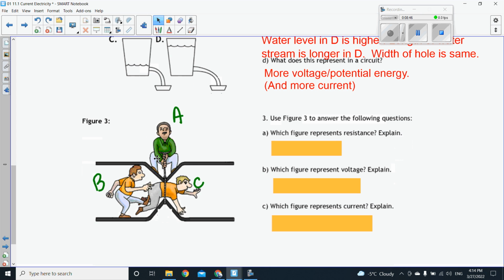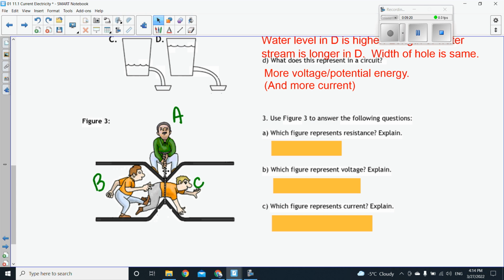One last analogy to understand voltage, current, and resistance: we've got this really strange diagram, so sorry in advance. There's a flexible tube right over here. Someone is crawling through, but there's a person restricting right over here and narrowing the hole, and someone here is kicking this other person forward. We've got A, B, and C, and they each represent either voltage, current, or resistance: V, I, or R. Which figure represents resistance?